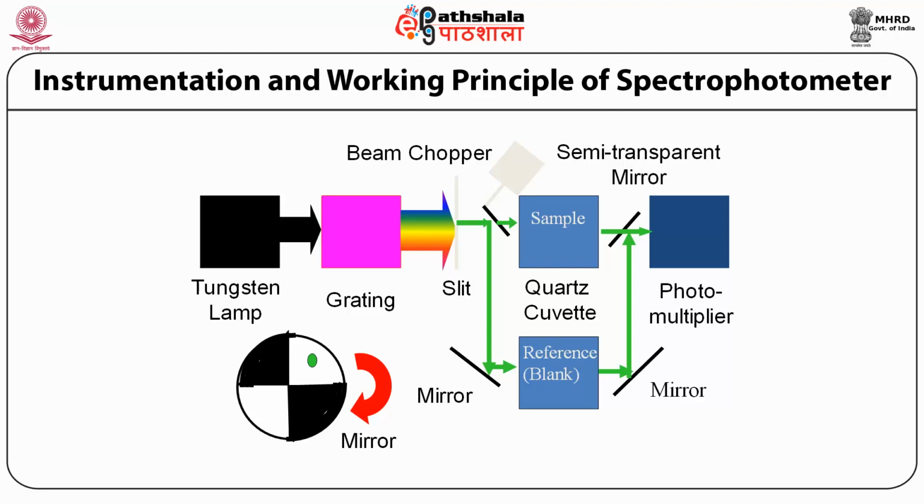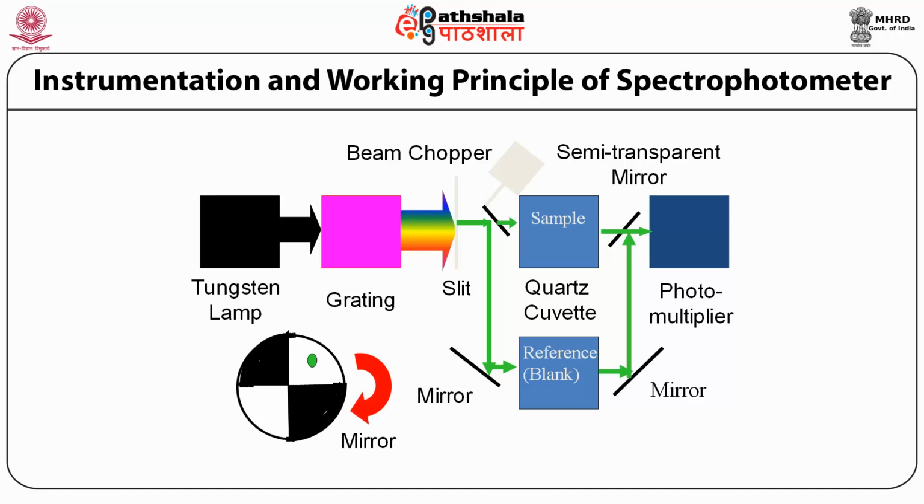Cuvette. The container for the sample and reference solution must be transparent to the radiation which will pass through them. Quartz or fused silica cuvettes are required for spectroscopy in the UV region. These cells are also transparent in the visible region. Silicate glass can be used for the manufacture of cuvettes for use between 350 and 2000 nanometer. Detectors. Let us talk about detectors.